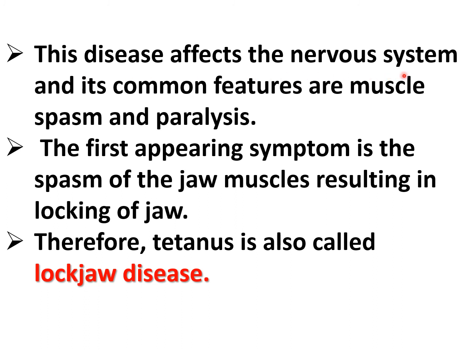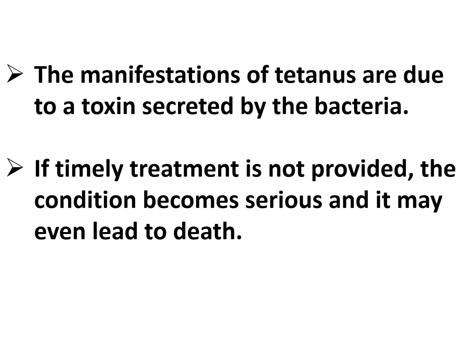This disease affects the nervous system and its common features are muscle spasm and paralysis. The first appearing symptom is the spasm of the jaw muscles resulting in locking of the jaw. Therefore, tetanus is known as lockjaw disease. The manifestations of tetanus are due to a toxin secreted by the bacteria. If timely treatment is not provided, the condition becomes serious and it may even lead to death.